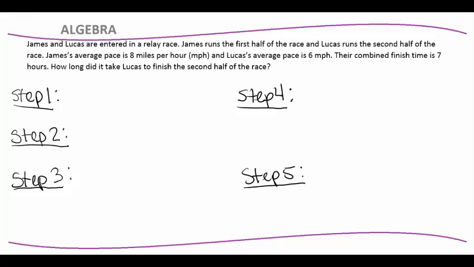James and Lucas are entered in a relay race. James runs the first half of the race, and Lucas runs the second half of the race. James's average pace is 8 miles per hour, and Lucas's average pace is 6 miles per hour. Their combined finish time is 7 hours. How long did it take Lucas to finish the second half of the race?